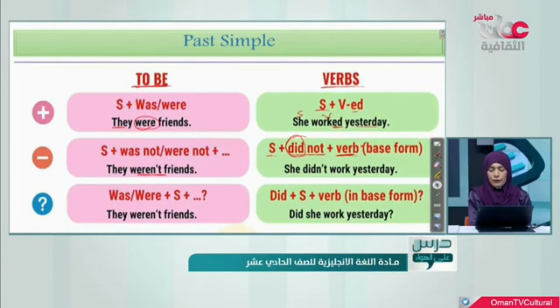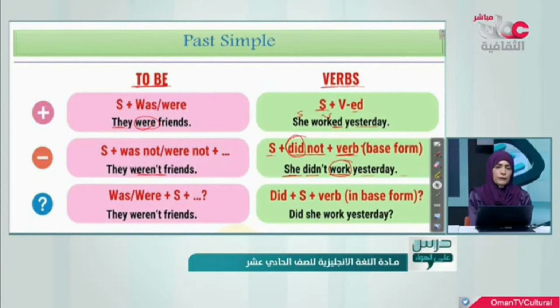As you can see here from the example, she, the subject, didn't represent the past tense, did not, and the main verb is work. Look at the verb, work without ed. Why? Because the past tense is indicated by the word did and didn't, and then the completion of the sentence.